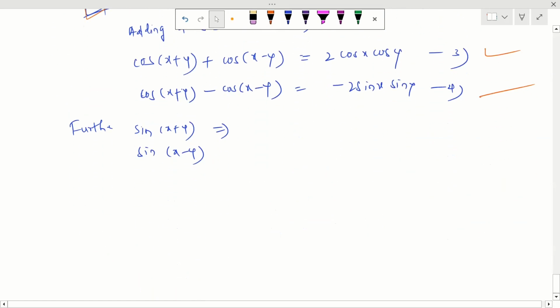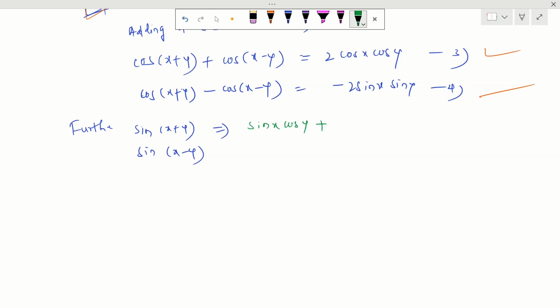Now we have to recall the other two formulas, sine of x plus y and sine of x minus y. Sine of x plus y is sin x cos y plus cos x sin y, and sine of x minus y is what? Sine of x minus y is sin x cos y, here minus will come, minus cos x sin y. So these two formulas we know.